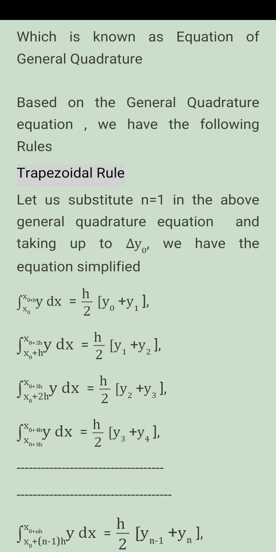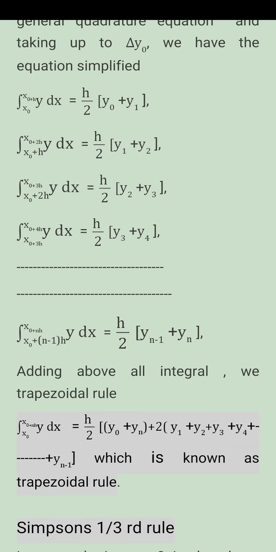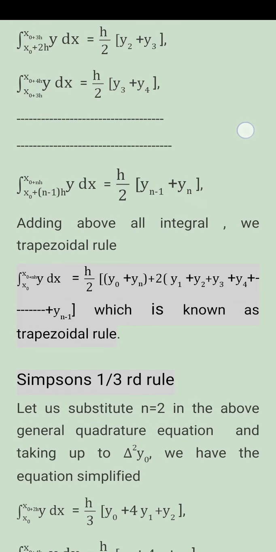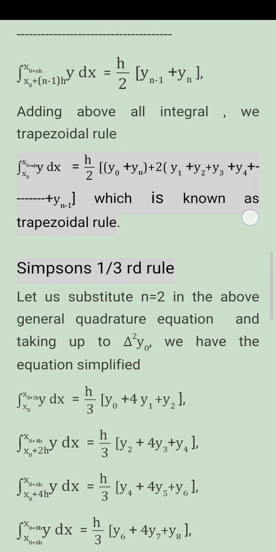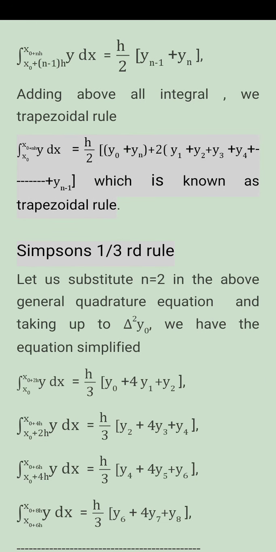In similar fashion, you add 1h to the upper limit and lower limit, it becomes x naught plus 2h, x naught plus 3h. The integral of y dx is equal to h by 2 into y2 plus y3, and so on. We write the equation: the integral from x naught plus n minus 1 h to x naught plus nh of y dx is equal to h by 2 into y n minus 1 plus yn. Adding up all the integrals, we get the trapezoidal rule, like that equation.